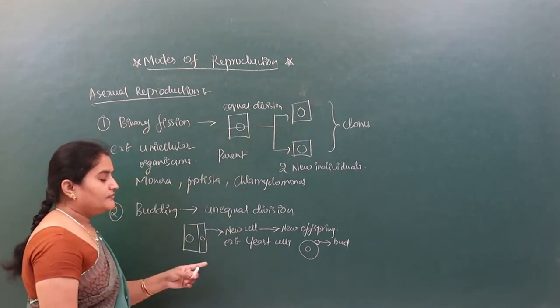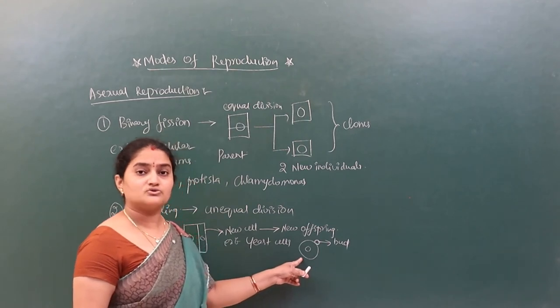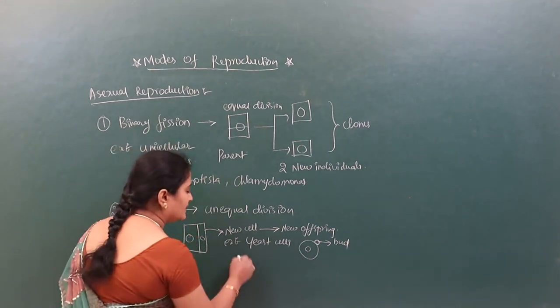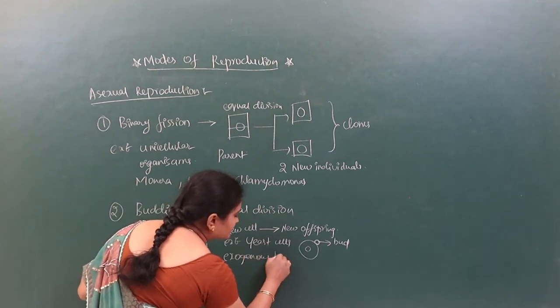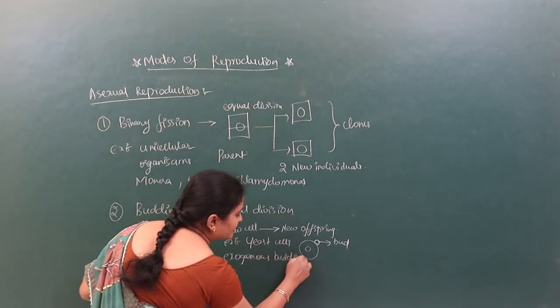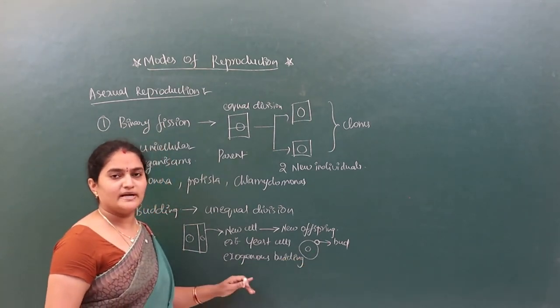And here, if you consider these yeast cells, they are showing exogenous budding. Exogenous budding means the bud comes outside; when the bud comes out, it is called exogenous budding.